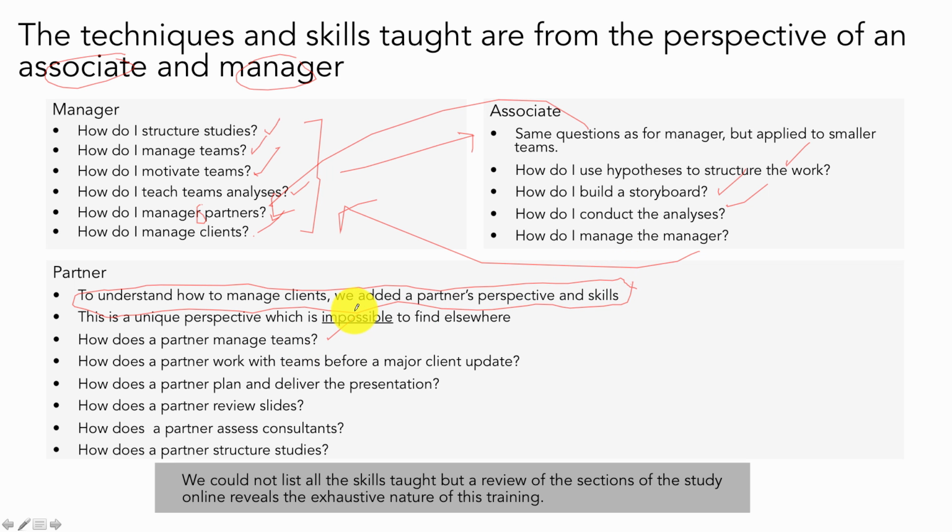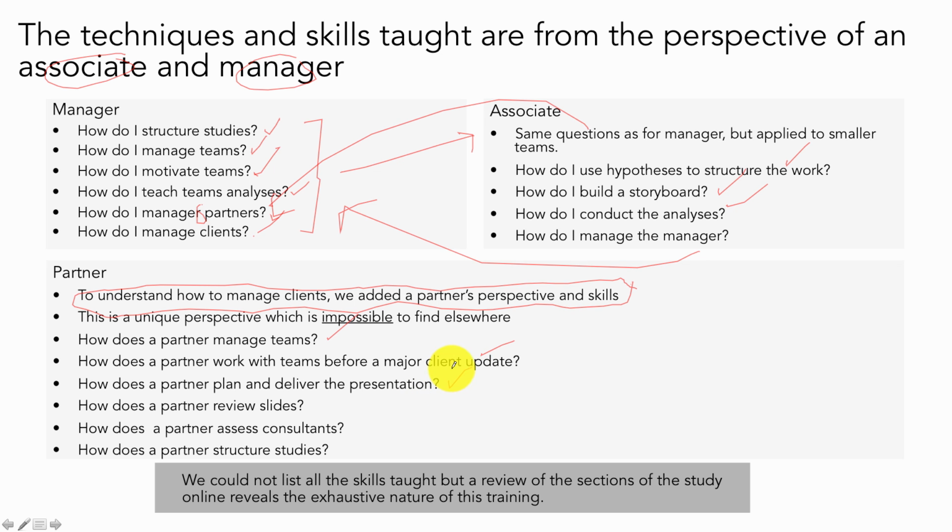How does a partner manage work teams? We actually have information about that. How does a partner work with the teams before a major client update? So we have some material which shows you, the day before the major meeting with the CEO, what does the partner do at 8 a.m.? What does he do at 9 a.m.? What does he do at 10 a.m.?